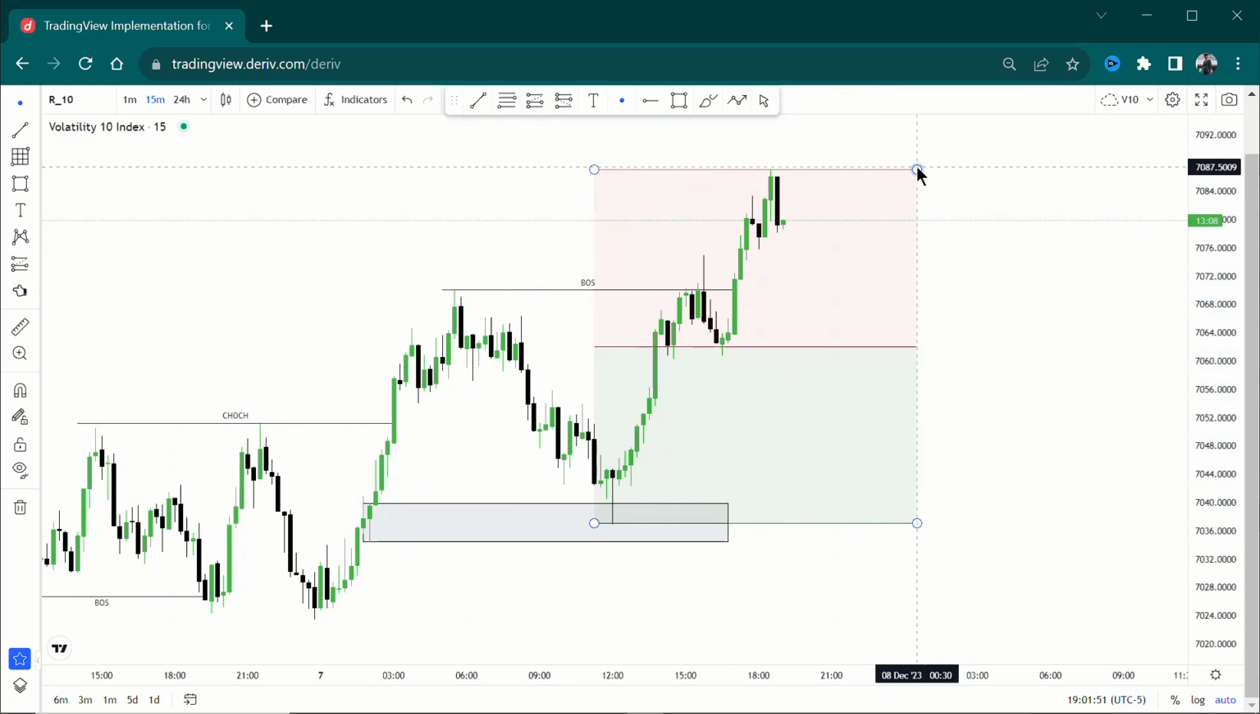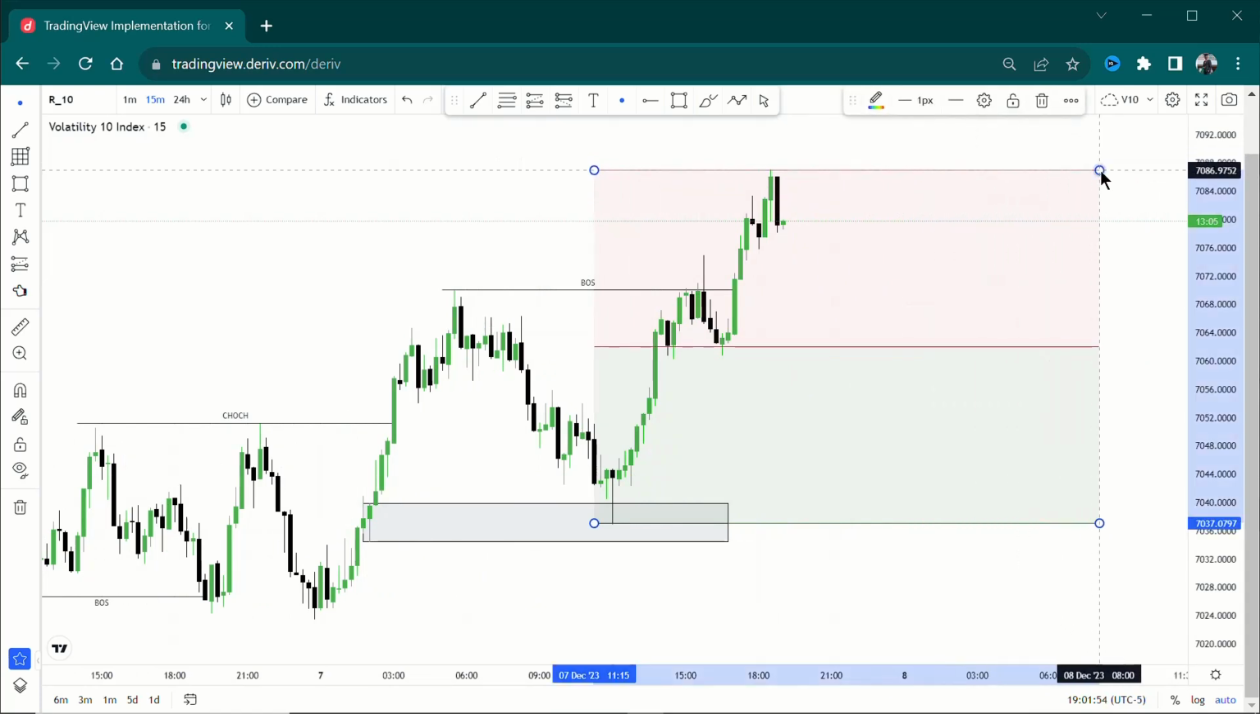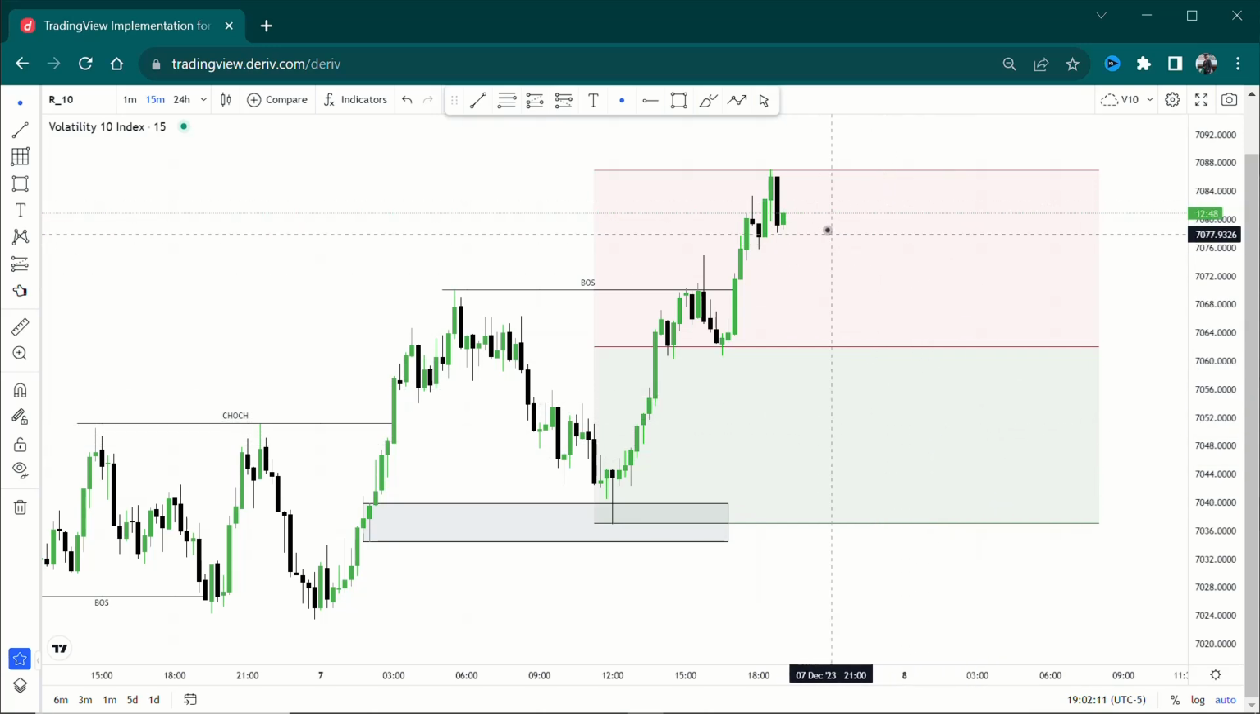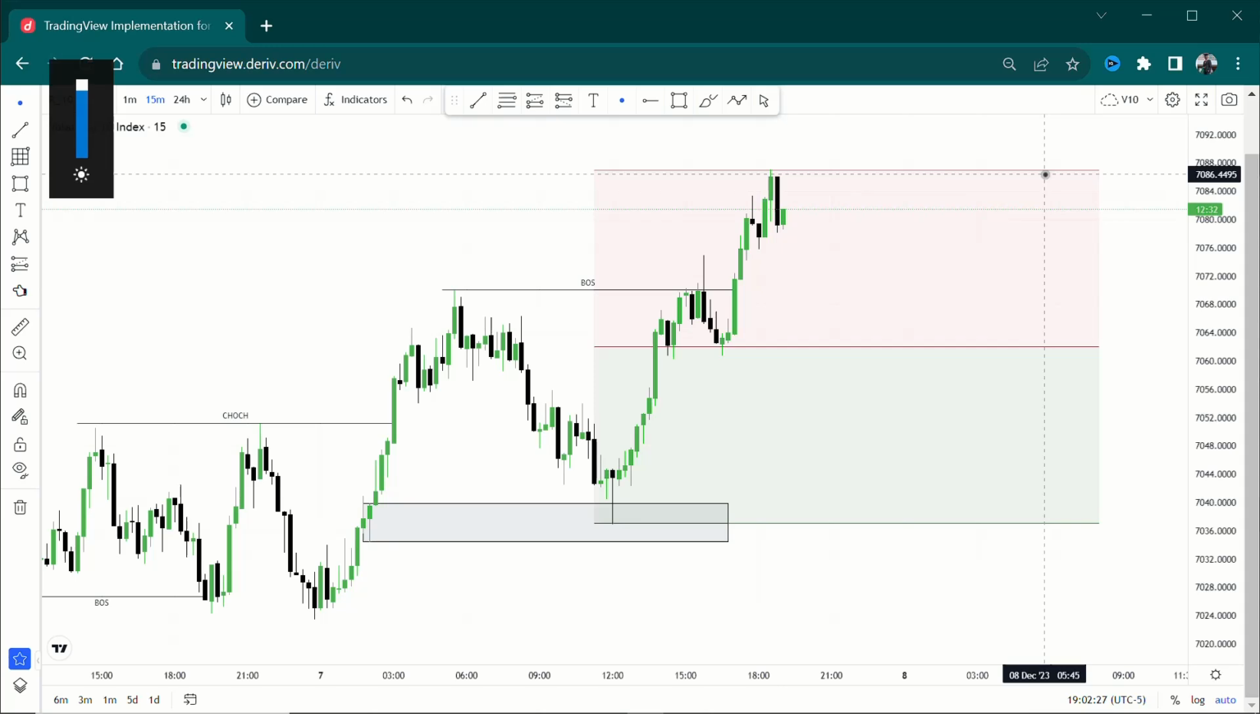Red, that's the premium or selling zone. Green, that's the discount or buying zone. It's not a buying point, it's a zone. It's a discount zone and a premium zone. Now this has not been confirmed as the high yet; I'm just using it as an example. So that's how you use your Fibonacci retracement.